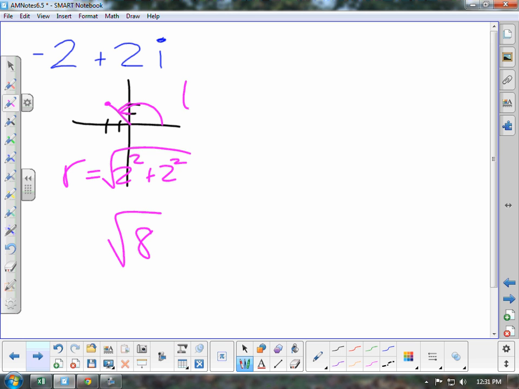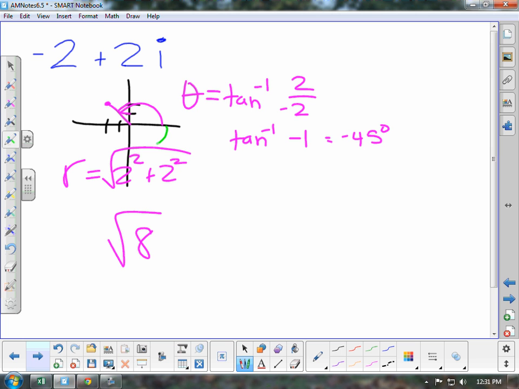And then theta is going to equal the inverse tangent of 2 over -2, which is also the same as saying inverse tangent of -1. And the inverse tangent of -1 is -45 degrees. But that angle is actually this one right here, which is not where we're at. We're in the second quadrant, so we're trying to find this angle right there. So we would take 180 minus 45 degrees to get 135 degrees.